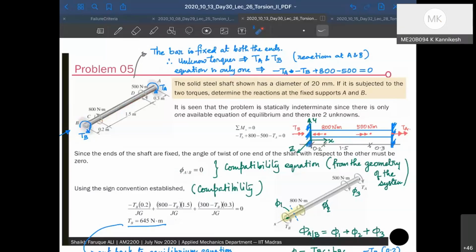Okay, sir? I get it, sir. Is that clear? Sir, if A is fixed, then the entire rod will be fixed, no? So no part of the rod will rotate, no, sir. Just a question, sir.